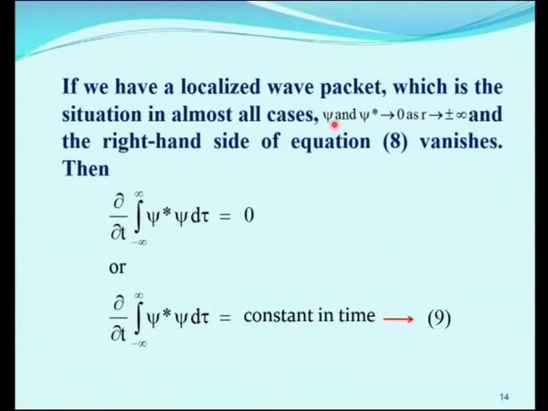If we have a localized wave packet, which is the situation in almost all cases, ψ and ψ* tend to 0 as r tends to plus or minus infinity. That means, as r varies from minus infinity to plus infinity, the ψ and ψ* values are 0. So, if we take this aspect in our equation, the right hand side of equation 8 vanishes. Then we can write ∂/∂t of the integral from minus infinity to plus infinity of ψ*ψ dτ is equal to 0, or the integral is constant in time. This is equation number 9.